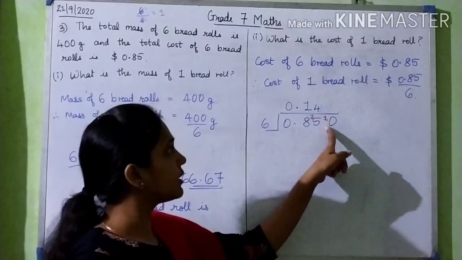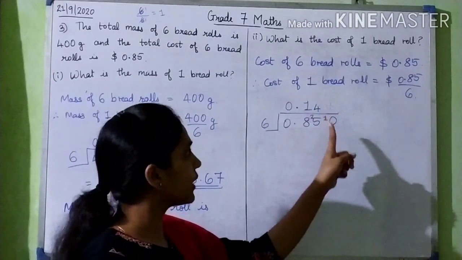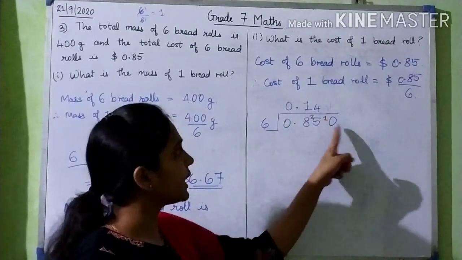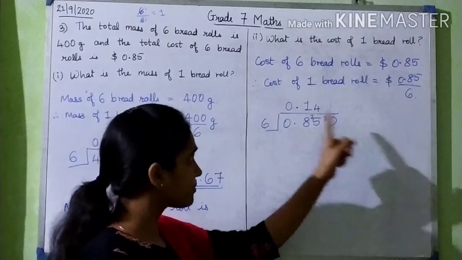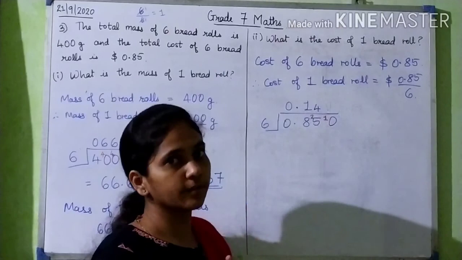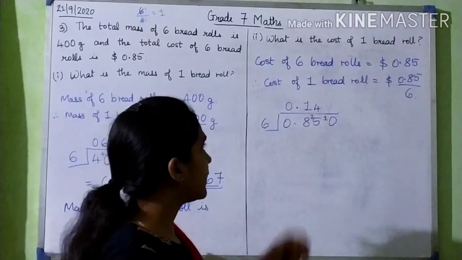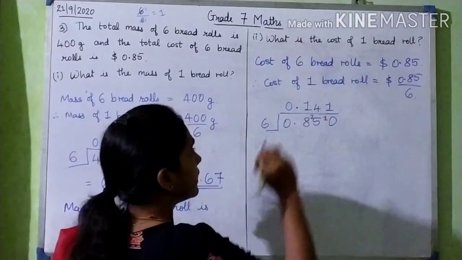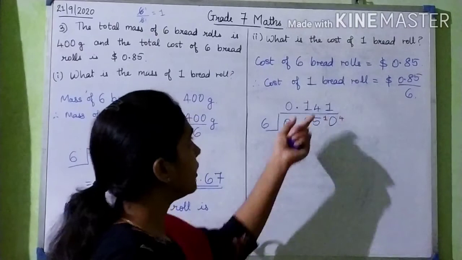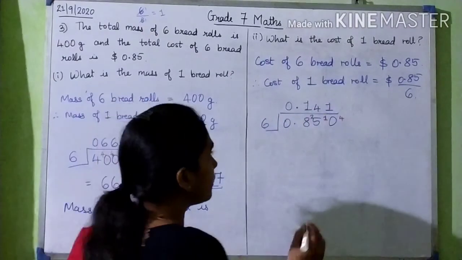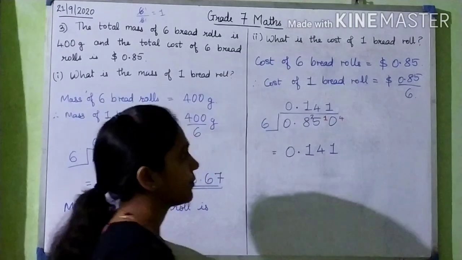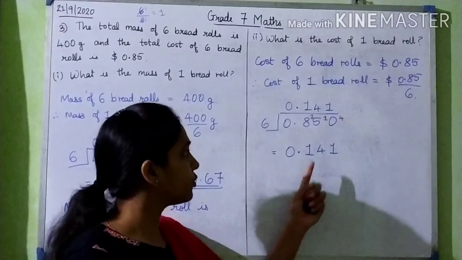It is not that we have to put a decimal point again here and then add zeros. Once we have a decimal point in the number, we can add as many zeros as we want. A decimal point comes only once in a given number. So now this has become 10. Now we know that 6 ones are 6. So again 10 minus 6, 4 will be remaining. This will go on continuing, but we need only 3 digits. So we have got 0.141.